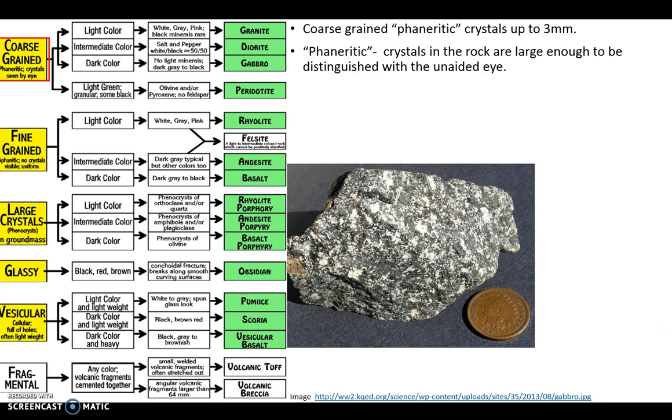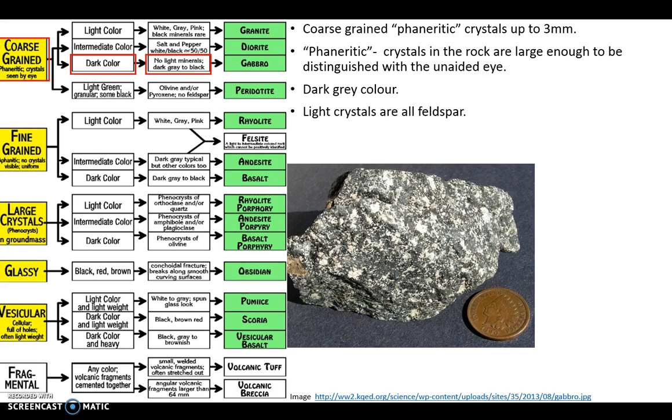Phaneritic refers to rock with crystals that are large enough to be distinguished with the unaided eye. You can see them here as individual feldspar crystals or the darker mafic minerals that are visible, making up a large proportion of the rock. So it's essentially a dark grey colour. Yes, there are the white minerals, but collectively it's quite a dark colour.